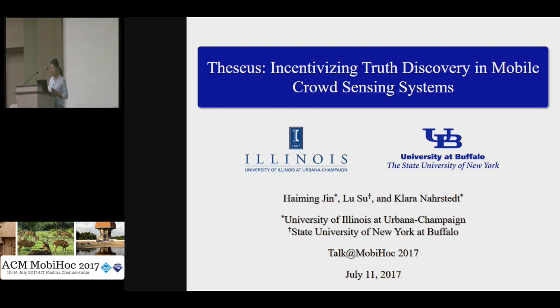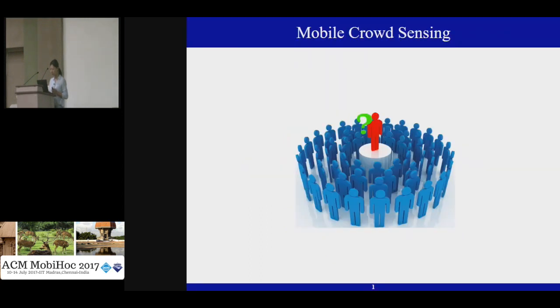In this work, the authors study the problem of incentivizing truth discovery in mobile crowd-sensing systems. We have all experienced the recent popularity of mobile crowd-sensing systems, which utilize the public crowd equipped with various types of mobile devices, such as smartphones, smartwatches, smart glasses, and so on, for large-scale sensing tasks.